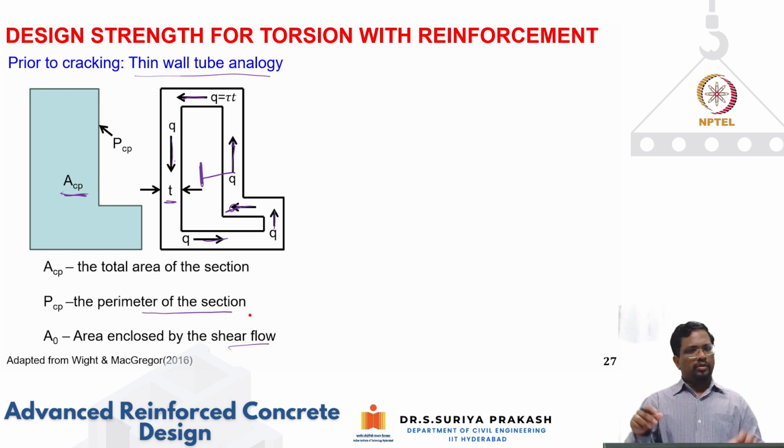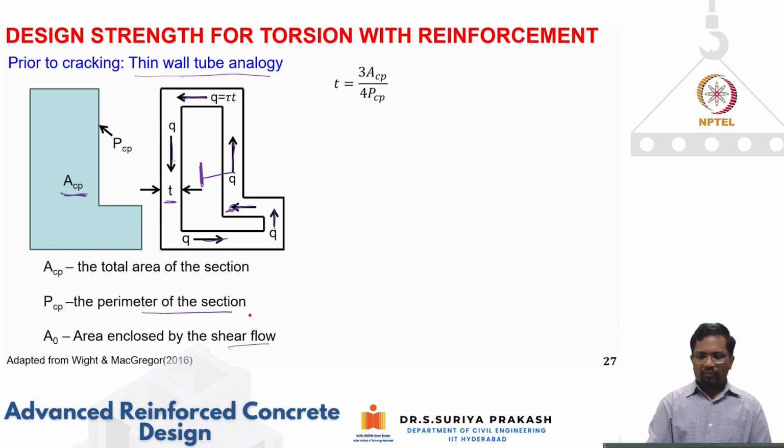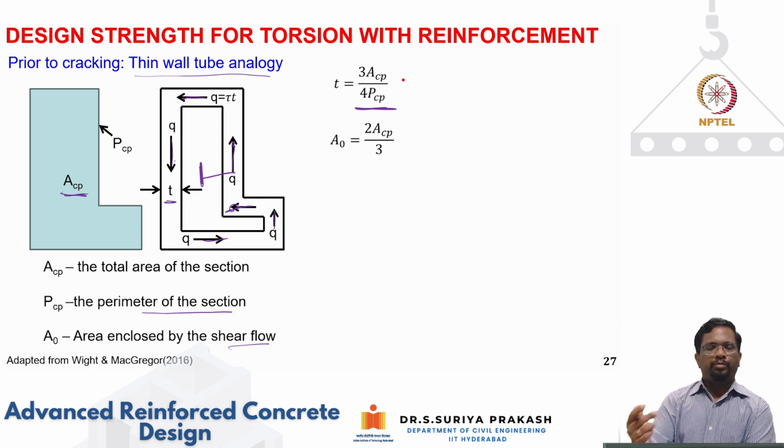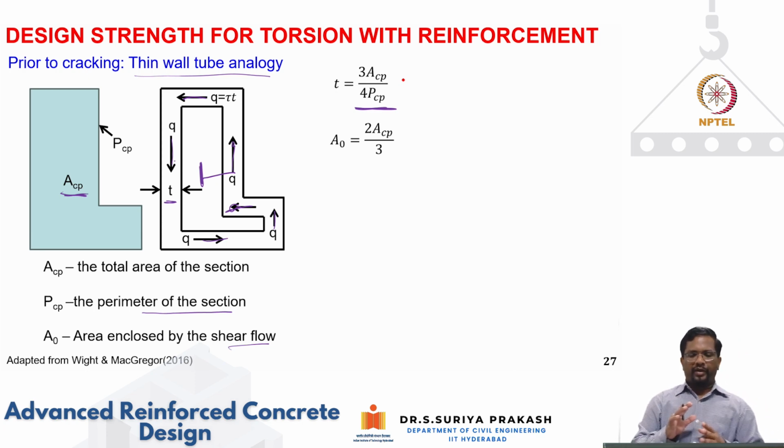Why? Because we know that the shear stresses are maximum around the periphery in a closed section. So it's a good idealization to simplify the calculations. Now, what thickness should I assume for this thin tube? People have given this expression. You can take that as 3/4 of ACP by PCP, that means the area of the section divided by the perimeter, and then multiply by 3/4 to get the thickness. How good is this? People have done experiments and found that it is reasonably okay.